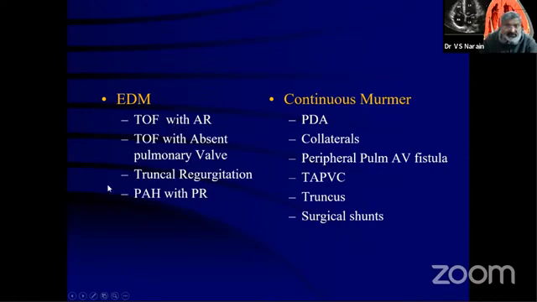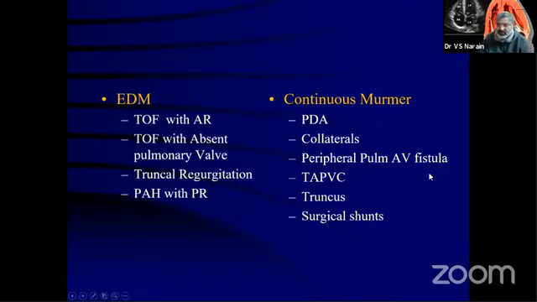Early diastolic murmurs. Now, these are also important wherever you have aortic regurgitation in tetralogy of Fallot, or an absent pulmonary valve in tetralogy of Fallot, or a truncus with regurgitation, and we have AR murmurs. And you can also have a PR murmur when there is Eisenmenger or PH situation. So these are the causes of early diastolic murmurs.